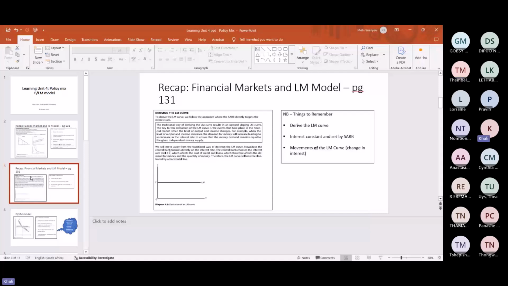On slide number 3, I was talking about the derivation of the LM curve, and I reminded ourselves that the LM curve is derived from the financial market, and in South Africa, our LM curve is horizontal because our Reserve Bank targets interest rate directly. So any changes in interest rate will be a shift up or down on the LM curve. I was then on slide 4.